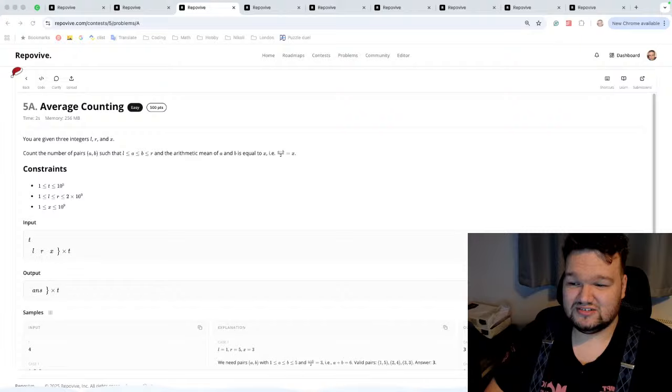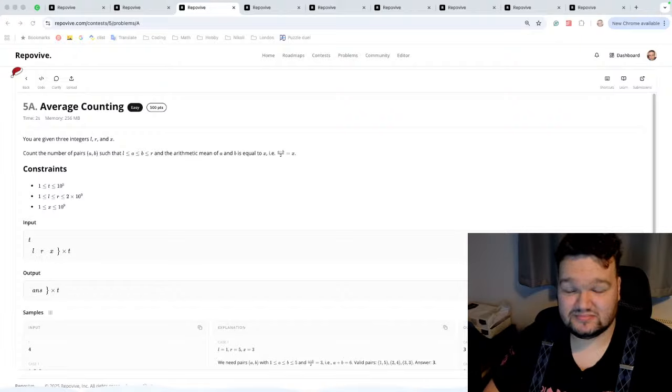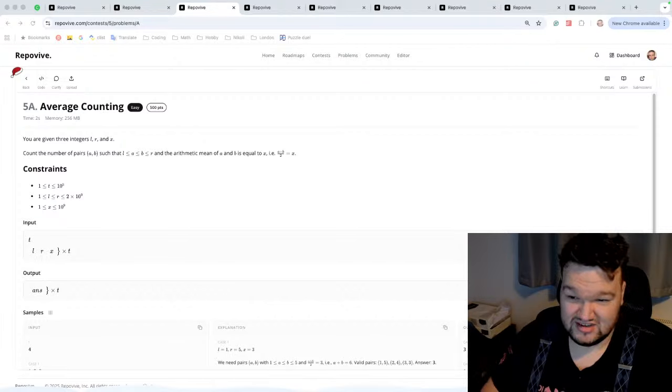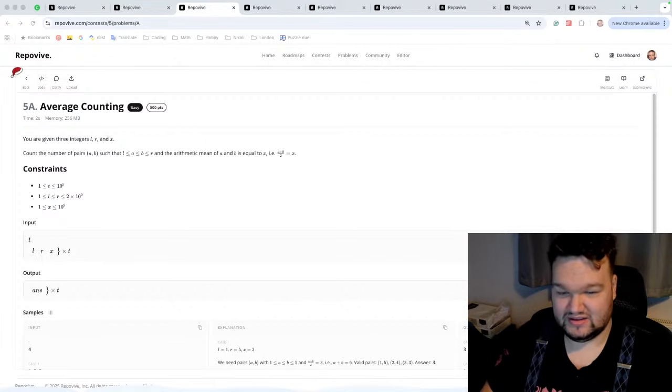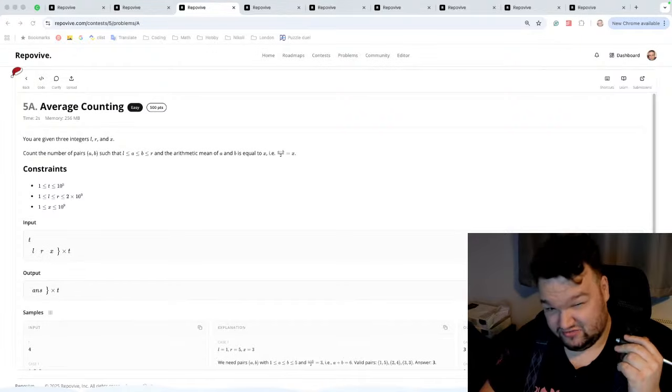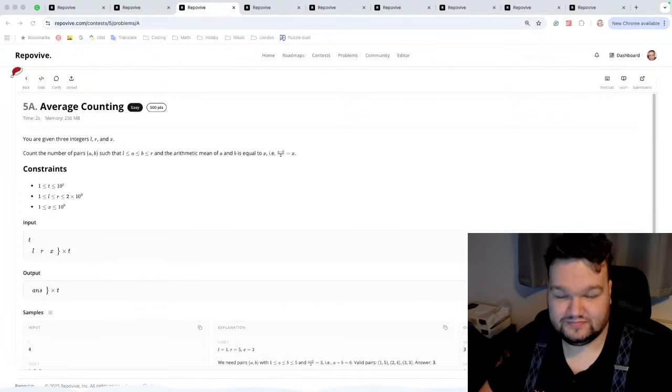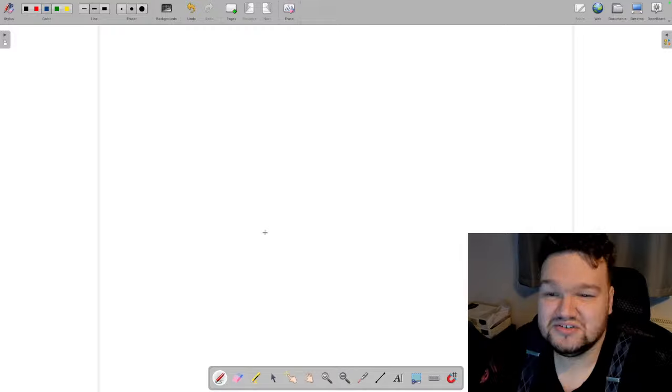All right, I think we should start. We'll start with problem A. In problem A, we were given three integers L, R, and X, and wanted to calculate the number of pairs A, B such that A is not greater than B and they both lie in the segment from L to R, and their average is equal to X. That's an easy problem, as it should be for problem A.